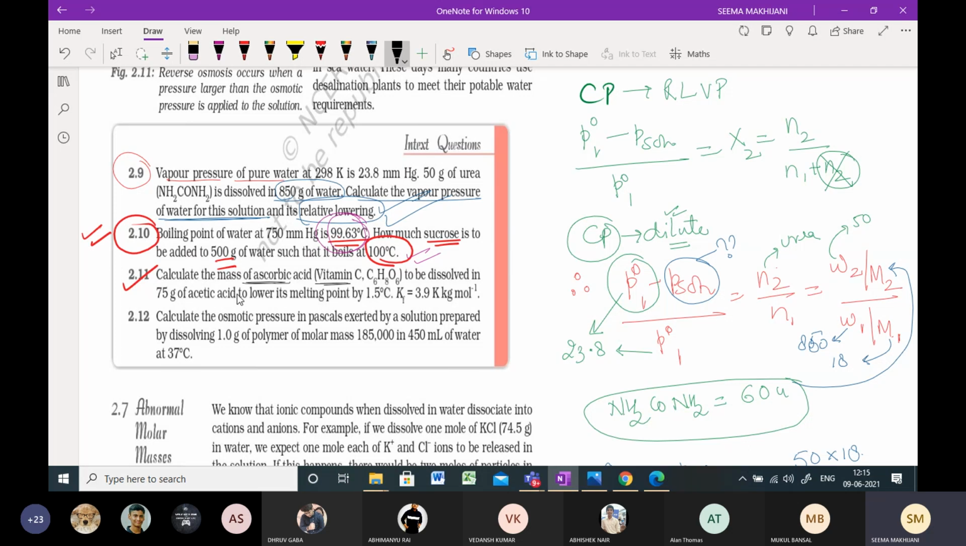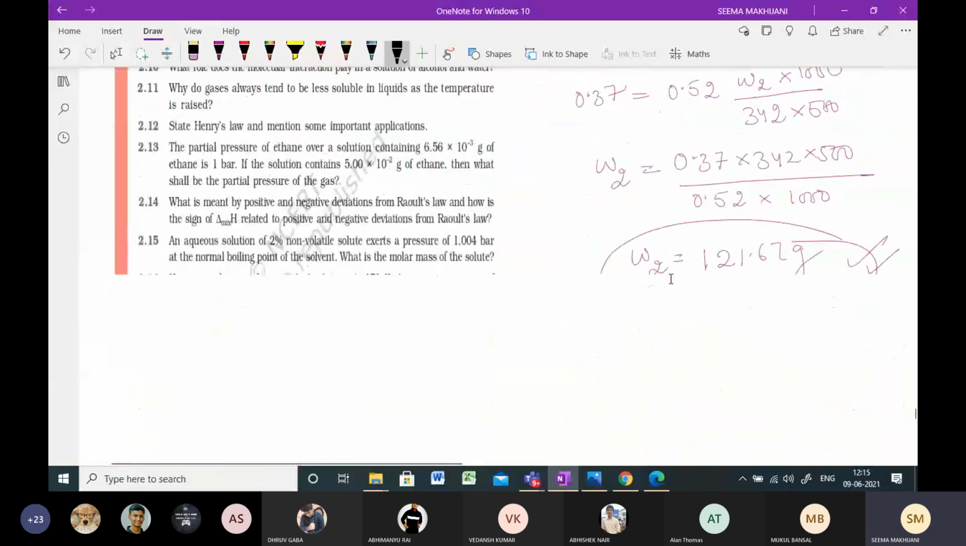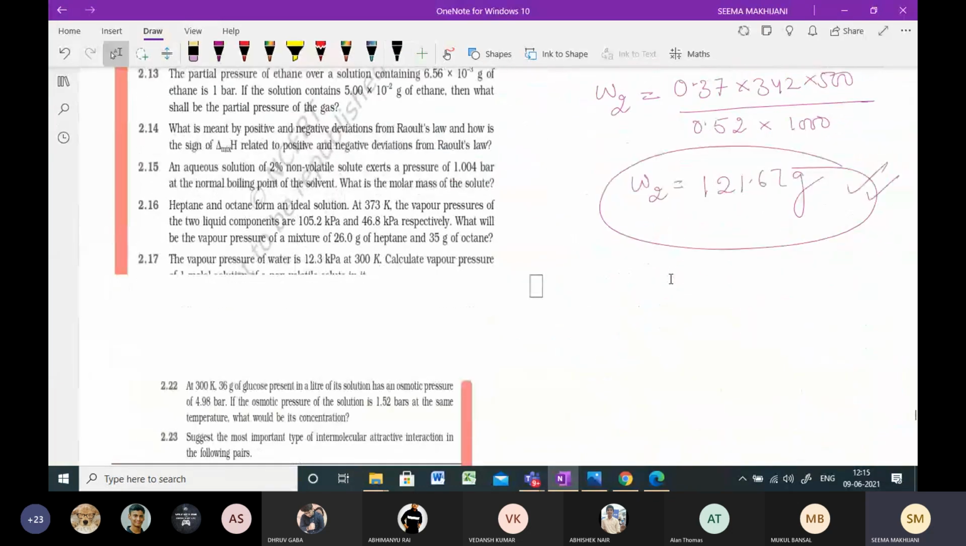Since the formula is given to you as C6H8O6, it is to be dissolved in 75 grams of acetic acid. This is not water. To lower its melting point. Now don't get worried with the word melting point. You can take it to be same as the freezing point. Lowering is given to you 1.5. You are left with the Kf value. This is not water as an aqueous medium. So the Kf is provided to you as 3.9. Again, it is a direct question of depression in the freezing point. So I would be substituting here.